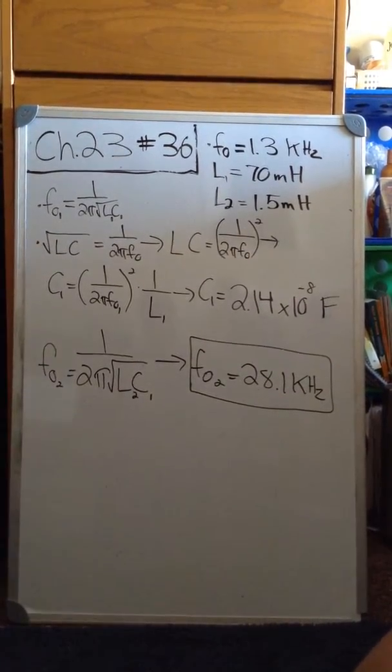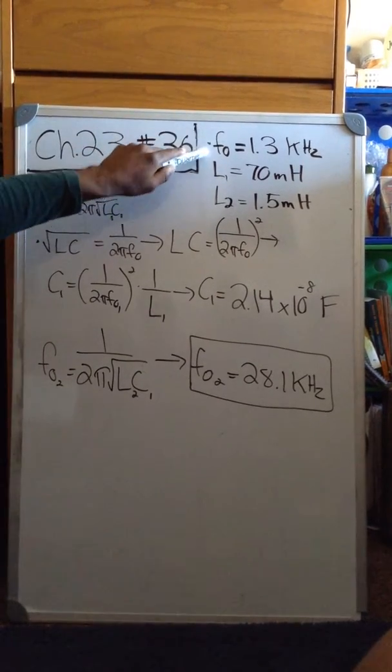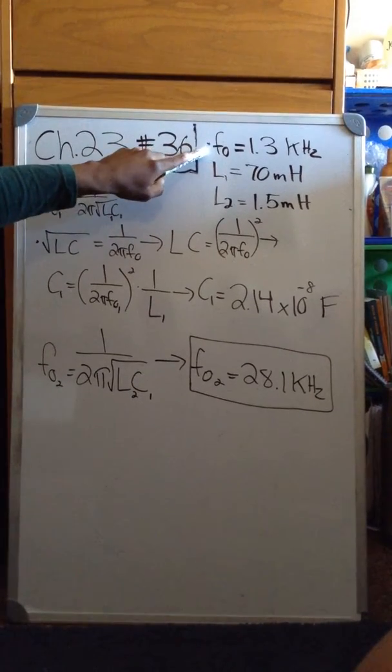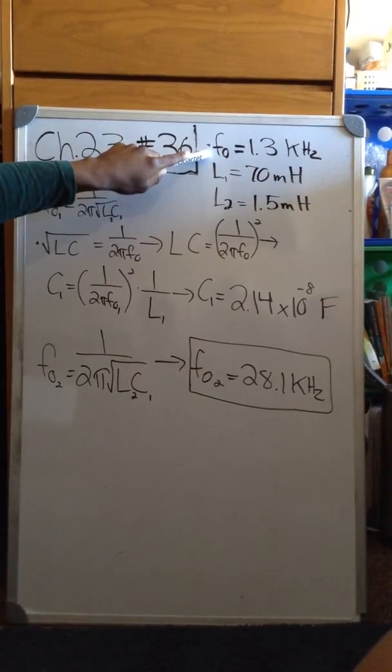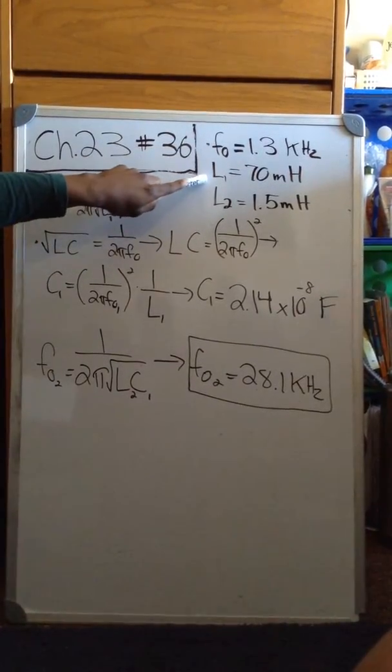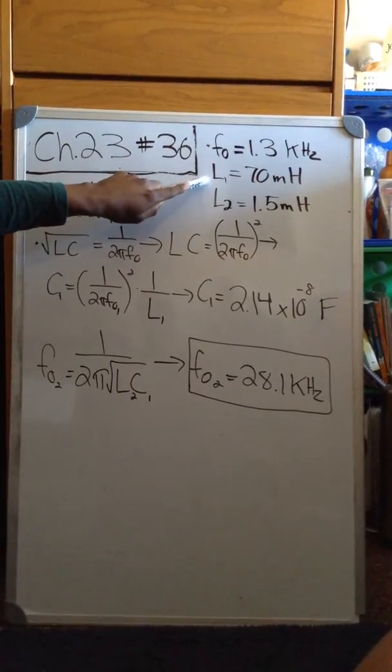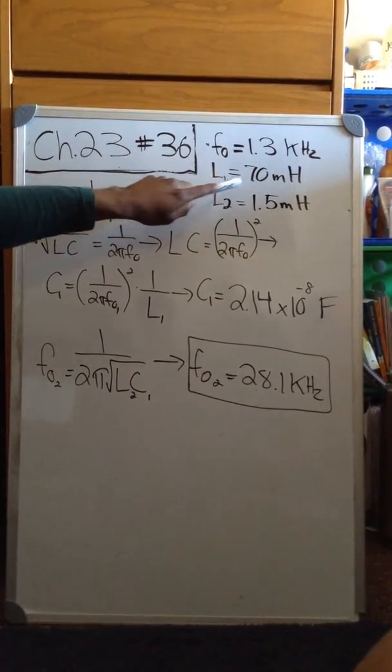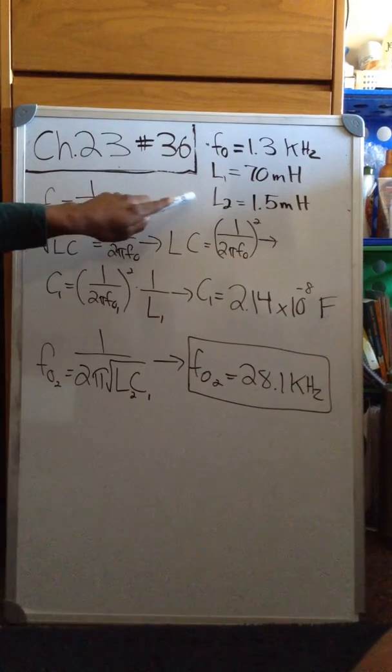Alright, so first things first, I listed what was given in the problem. Here we have our resonant frequency, which is initially given as 1.3 kilohertz. We have the value of our first inductance, which is 70 millihenry, and the value of our second inductance, which is 1.5 millihenry.